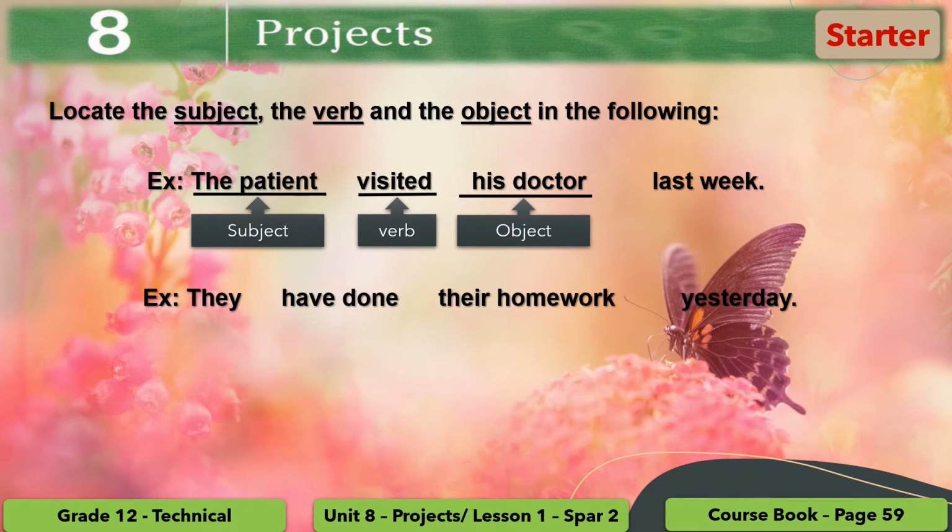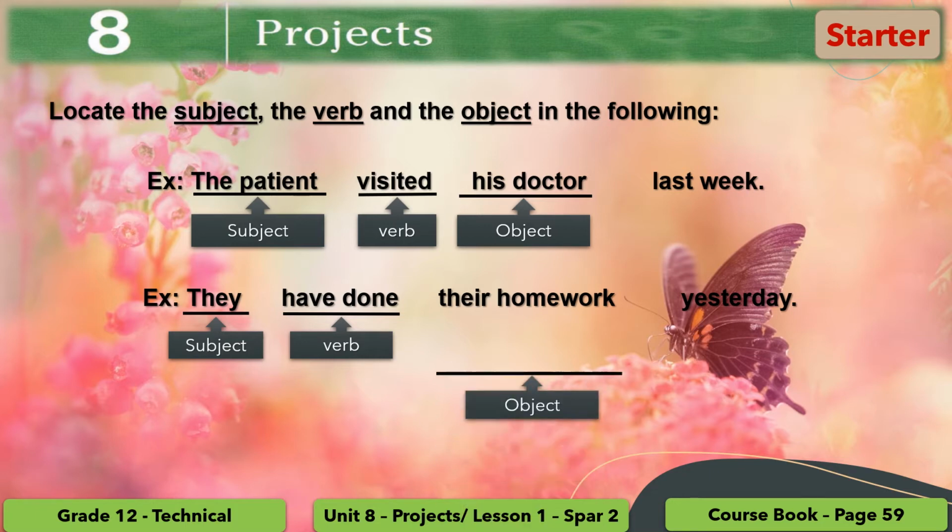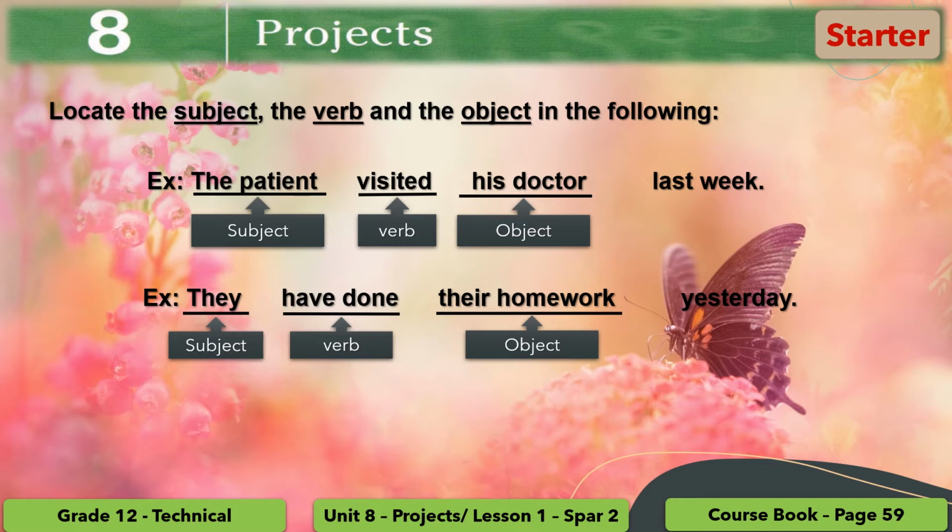Now, what about the next example? They have done their homework yesterday. Let's begin with the pronoun they, which is the subject in this sentence. Then we have done, which is the verb, and this is present perfect verb. Then we have their homework, which is considered as the object in this sentence.